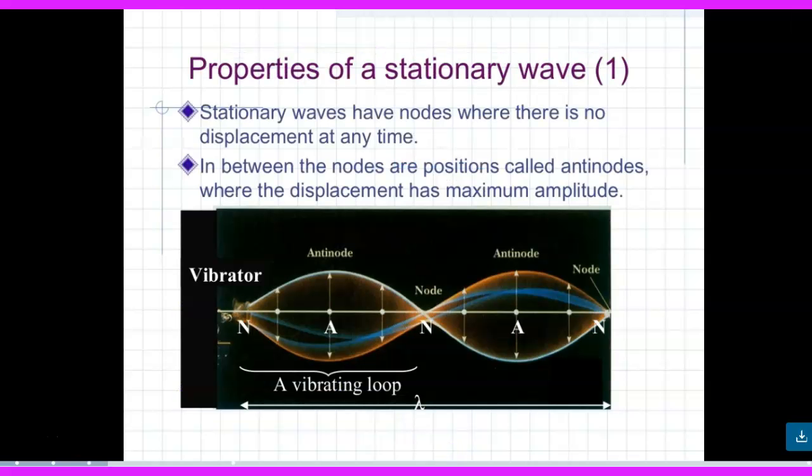Properties of stationary waves. Stationary waves have nodes, where there is no displacement at any time. In between the nodes are positions called antinodes, where the displacement has maximum amplitude. This is the diagram of the stationary waves.